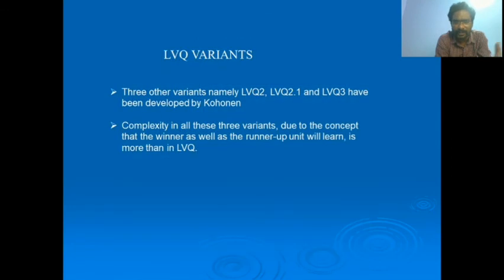And then we have the variants of LVQ. What are those? LVQ2, LVQ 2.1 and LVQ3 have been developed by Kohonen. These are the versions or flavors of LVQ. However, the complexity in all these three variants is due to the concept that a winner as well as the runner-up unit will learn, which is more than in LVQ. That means whatever input vectors we give, whoever wins goes on to the next step. That is what happens here.